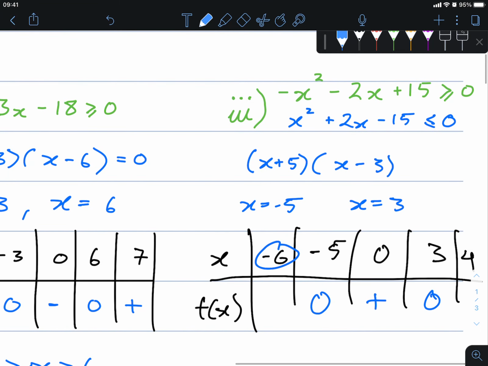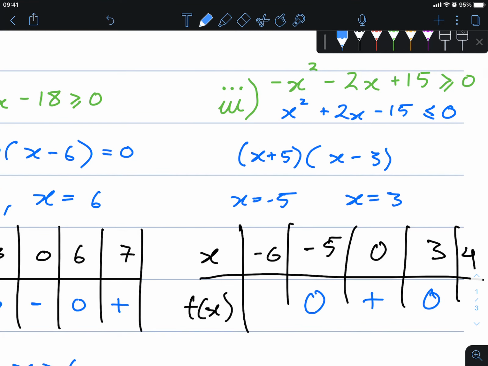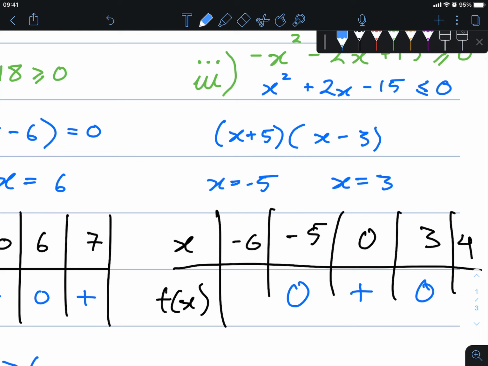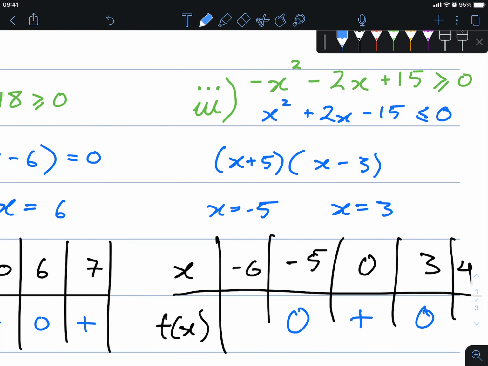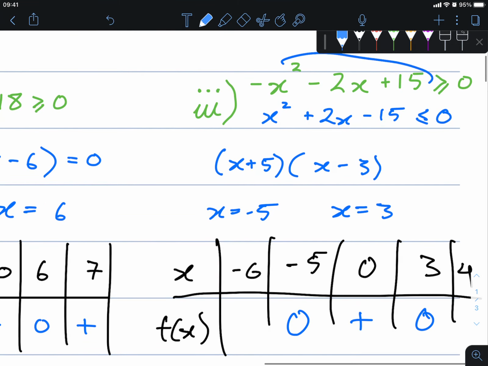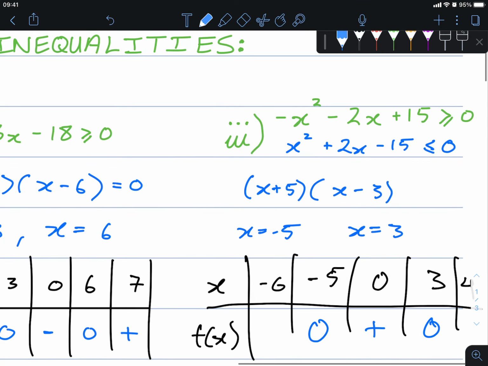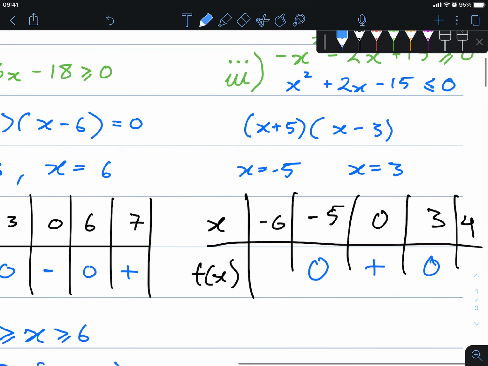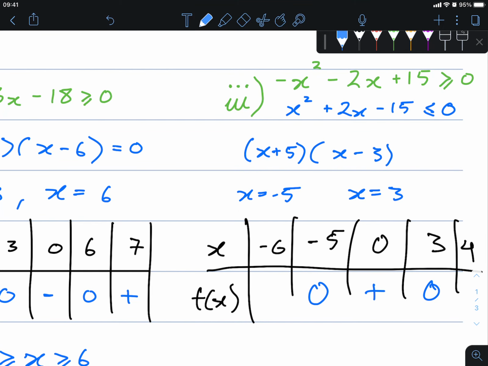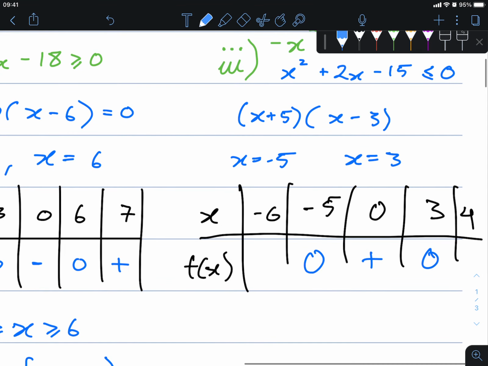Placing negative 6 into here, we get negative 6 plus 5 is negative. Negative 6 minus 3 is negative. Two negatives multiplying. Oh wait, no, sorry. I'm substituting into the wrong one. I need to substitute into the original function. There are a few details you can actually use, but I'm going to show you that now just to save some time.